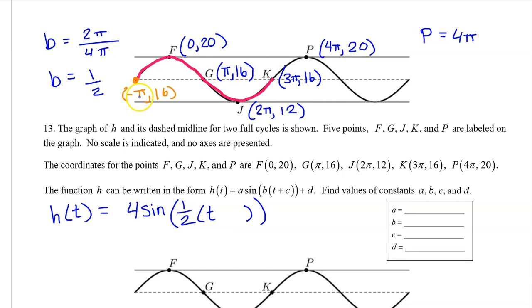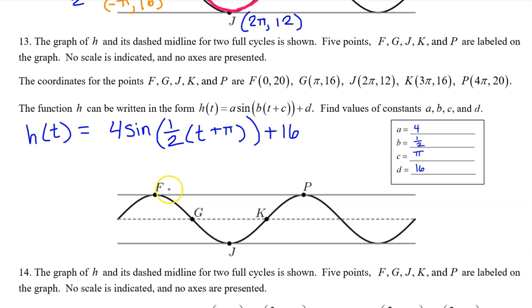Since the phase shift is negative pi, the c value is positive pi. The d value simply corresponds to the midline, so the d value is positive 16. And that's it for number 13. You can either record your answer like this, or just leave it like this.